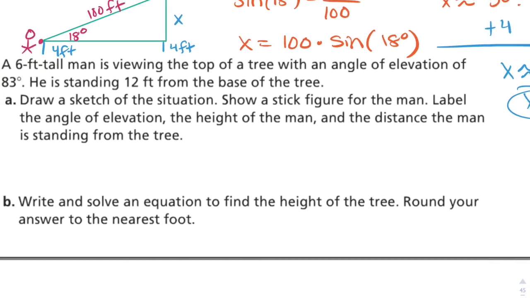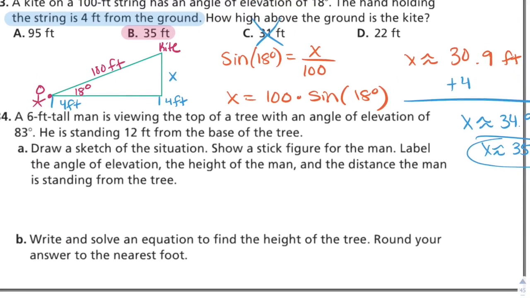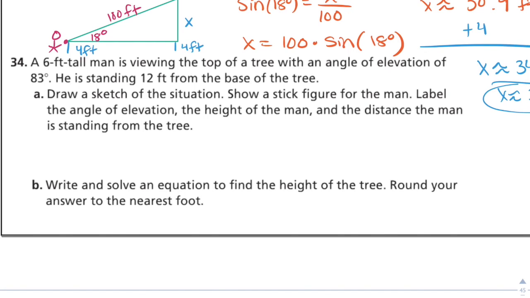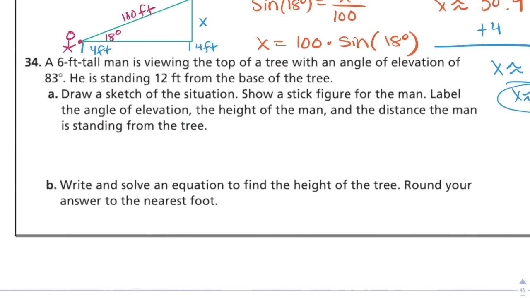Okay. A 6-foot tall man is viewing the top of a tree with an angle of elevation of 83 degrees. That's a very tall tree. They're very close to it. He is standing 12 feet from the base of the tree. Draw a sketch of the situation. Show a stick figure for the man. Label the angle of elevation, the height of the man, the distance of the man, and so on.